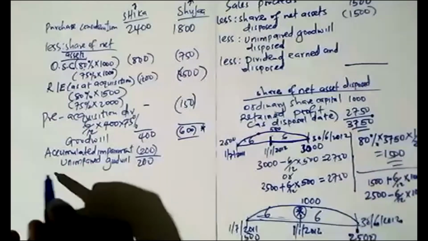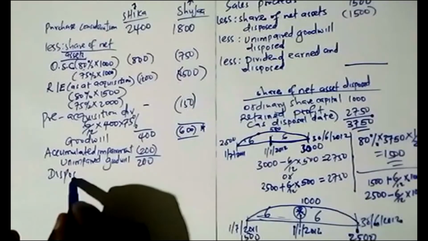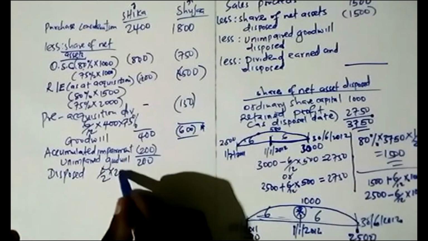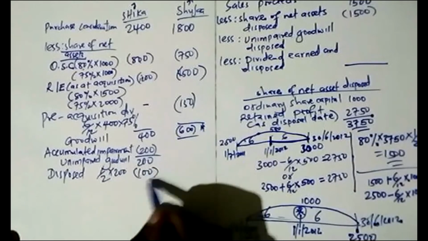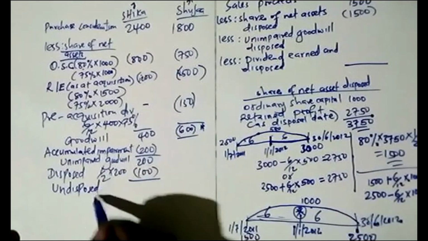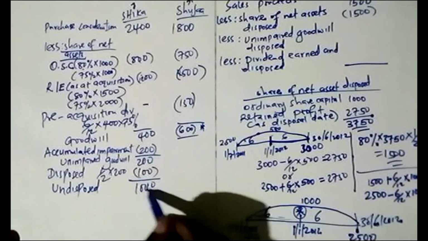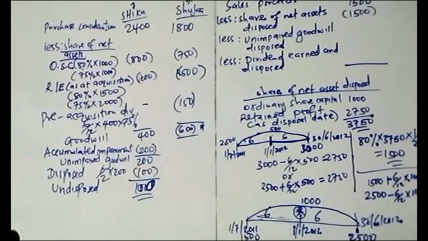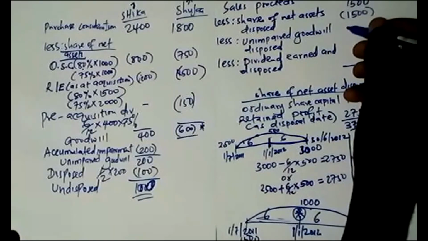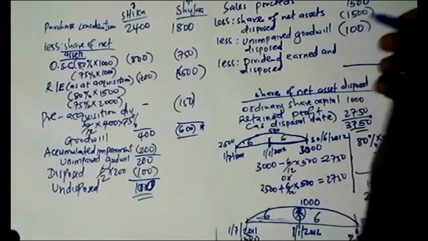So which means that out of the unimpaired goodwill, they disposed a half. So the unimpaired goodwill disposed is 100. The undisposed is 100. So what I was looking for is the unimpaired goodwill disposed. You can see we are getting 100.